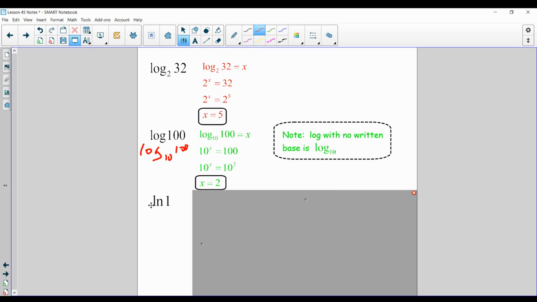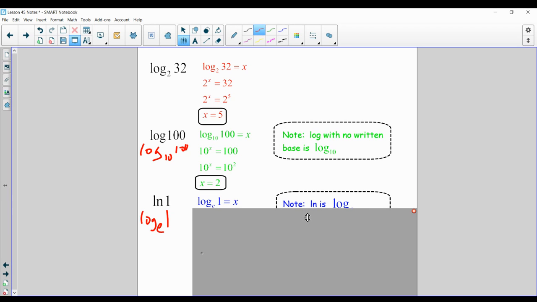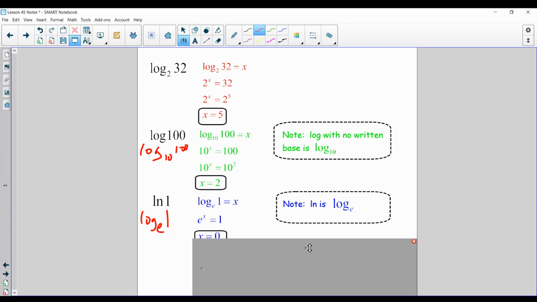All right, and then the last one in this here, ln is log base e. Okay, so anytime you see ln, that is log base e. So e to the x is equal to 1. Well, anything to the 0 power equals 1, so therefore x would equal 0.